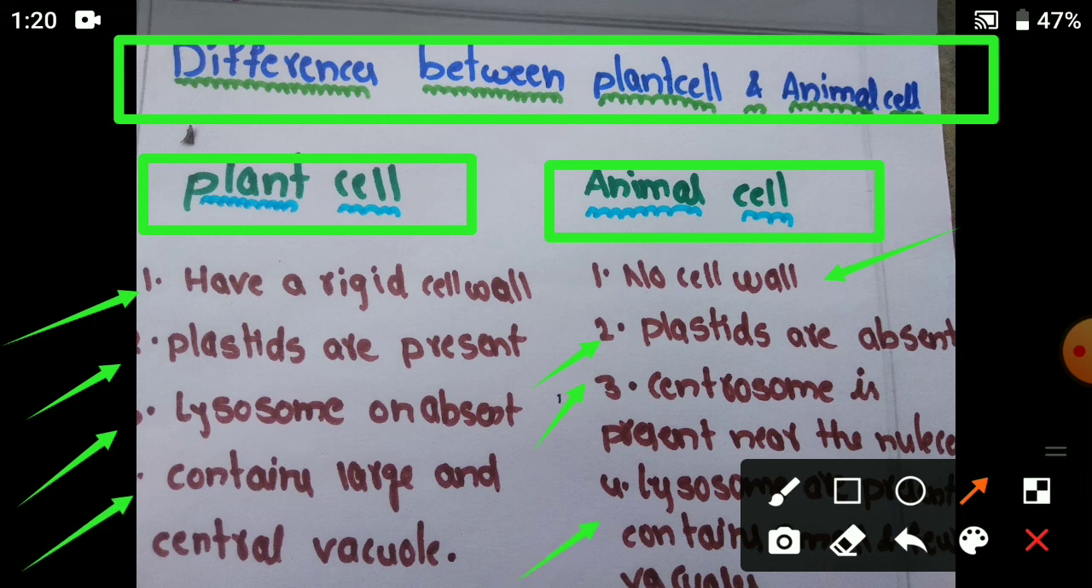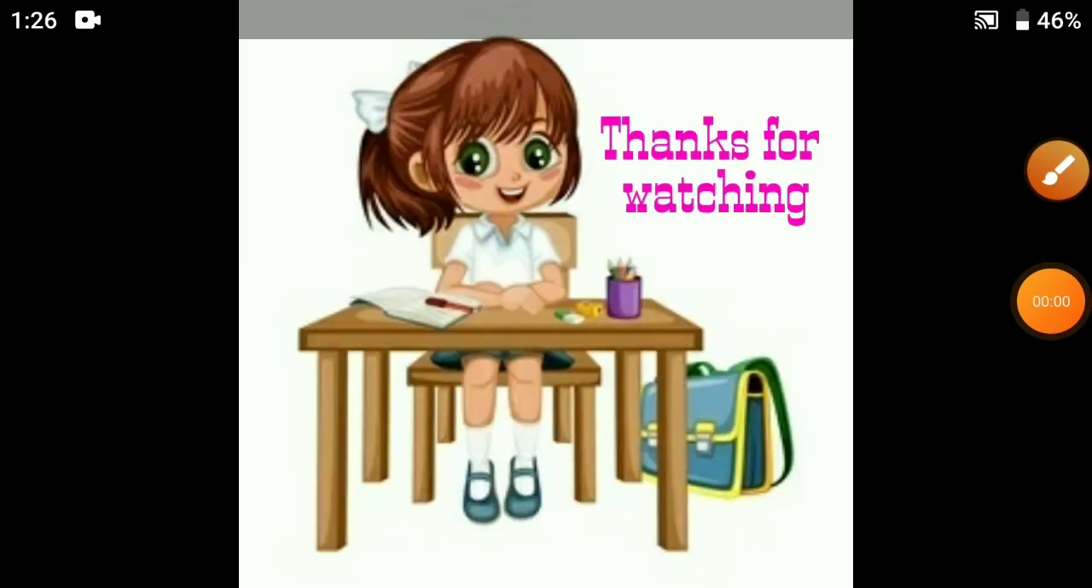And next one, the plant cell contains a large central vacuole. In the animal cell lysosomes are present.